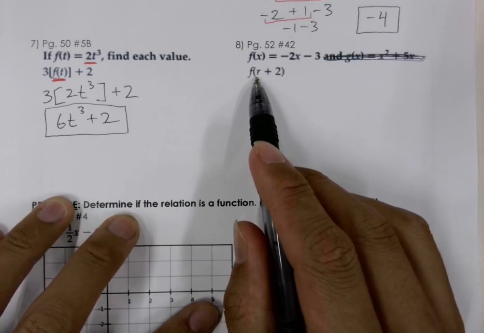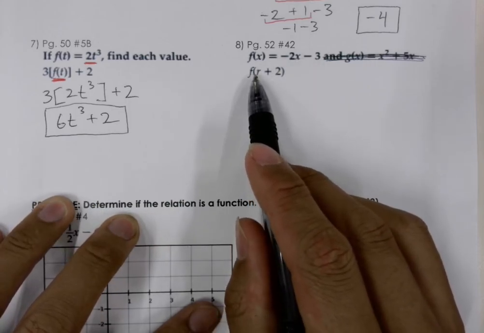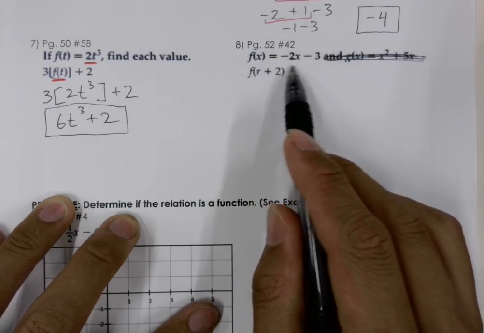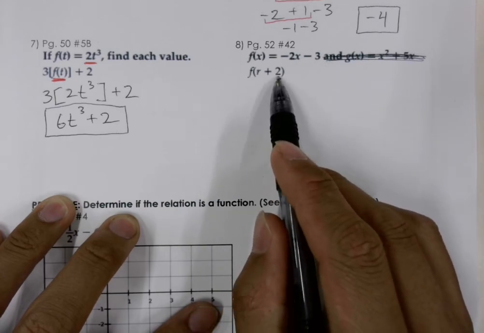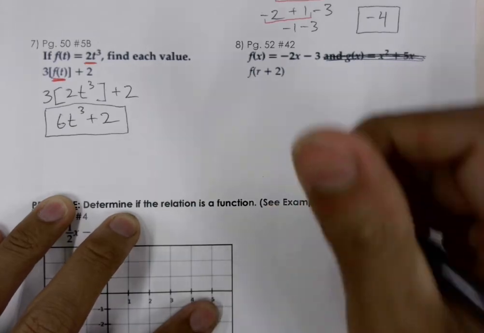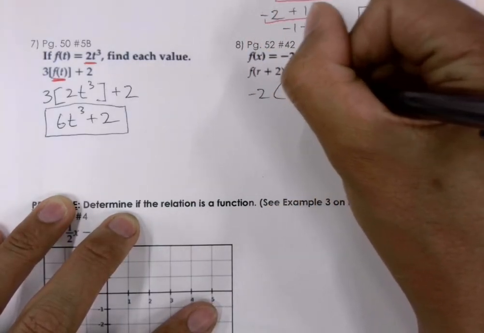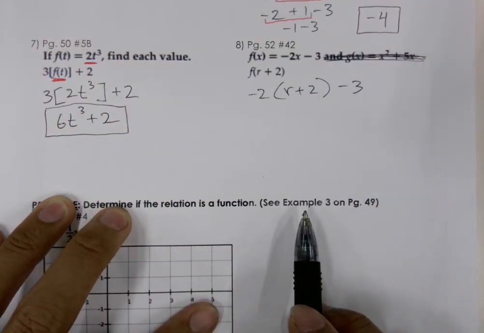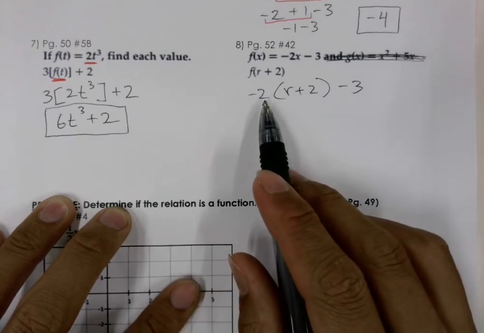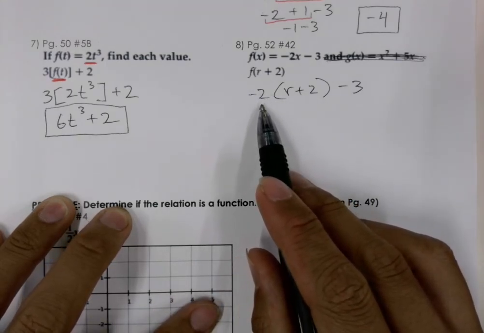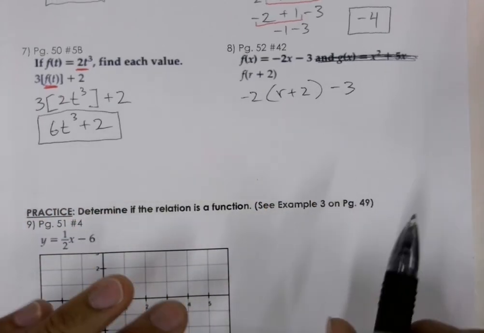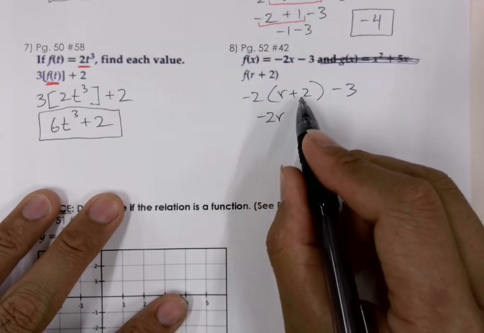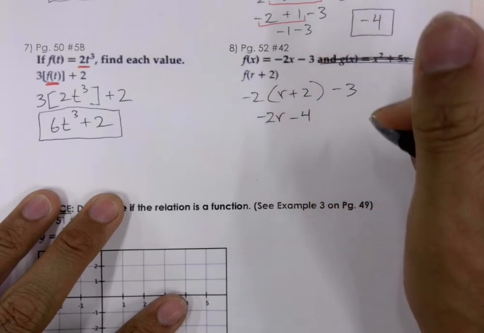Now, what we need to do to solve this problem is wherever we see an x here, we need to replace it with r plus 2. Let's go ahead and do that now. We can go ahead and distribute out the negative 2, and we'll get negative 2r. Negative 2 times positive 2 is negative 4 minus 3.